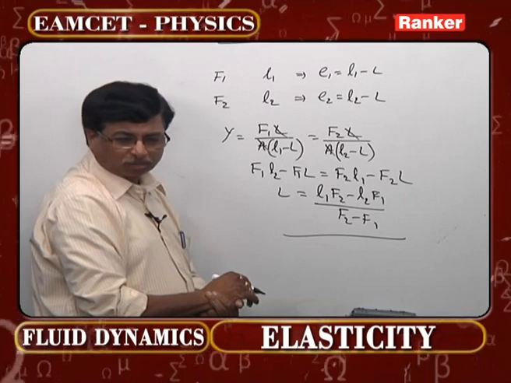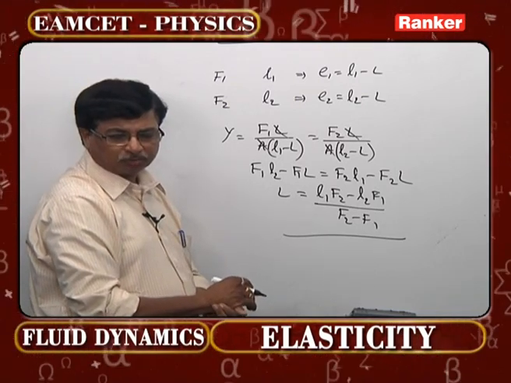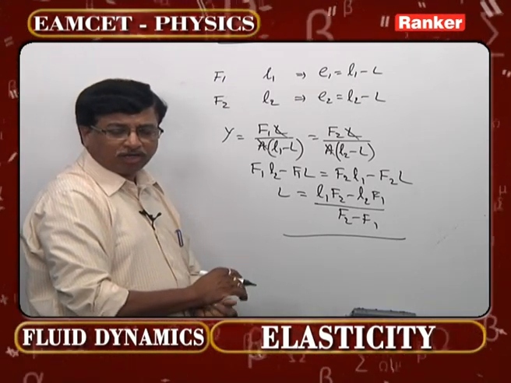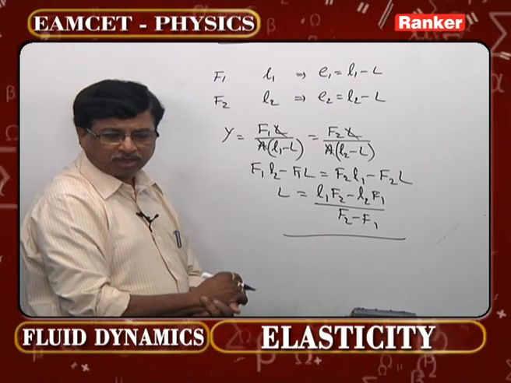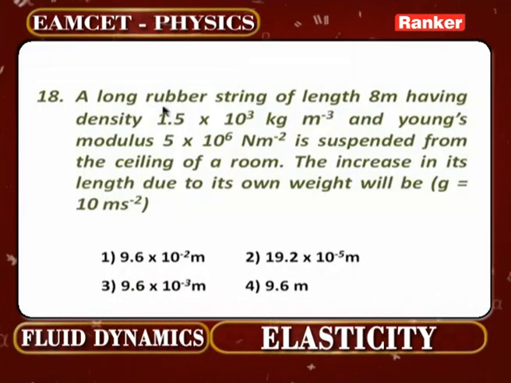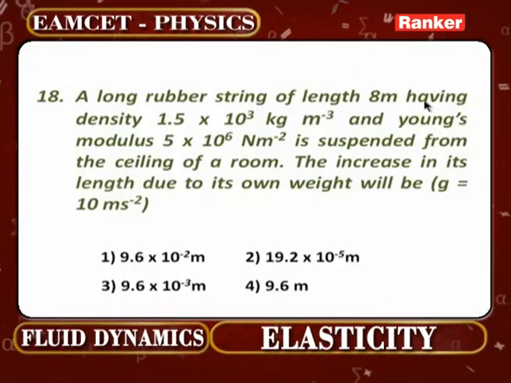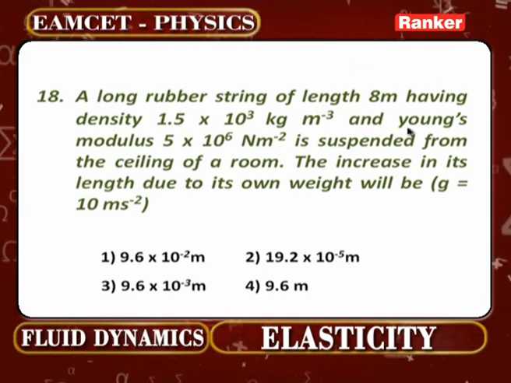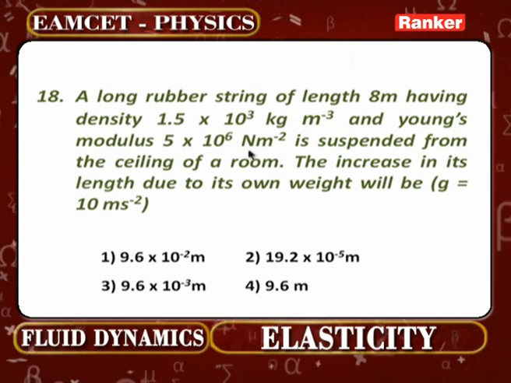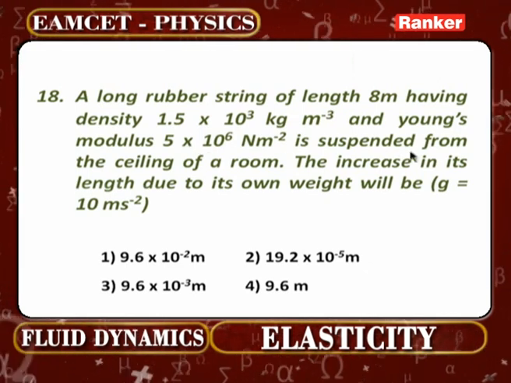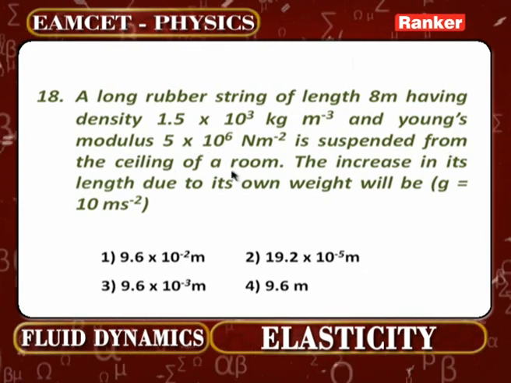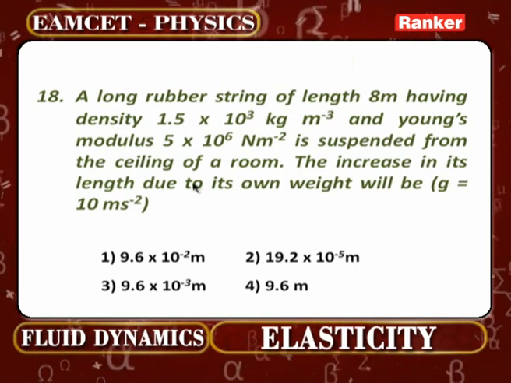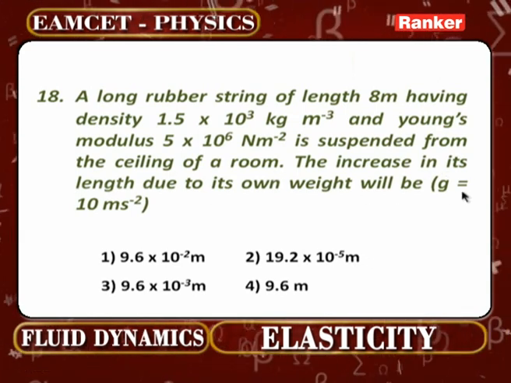That means the second option is going to be correct for this question number 17. Look at the next number, that is problem number 18 please. A long rubber string of length 8 meter having density 1.5 into 10 cube kg per meter cube and Young's modulus 5 into 10 power 6 Newton per meter square is suspended from the ceiling of a room. The increase in its length due to its own weight will be how much?